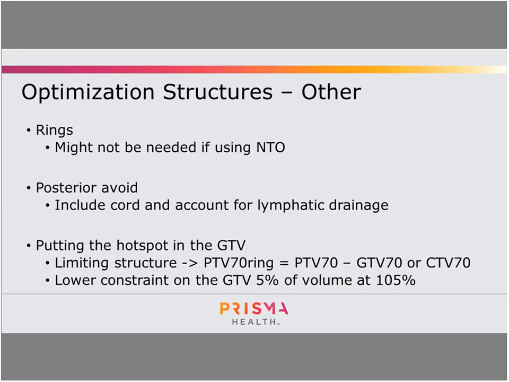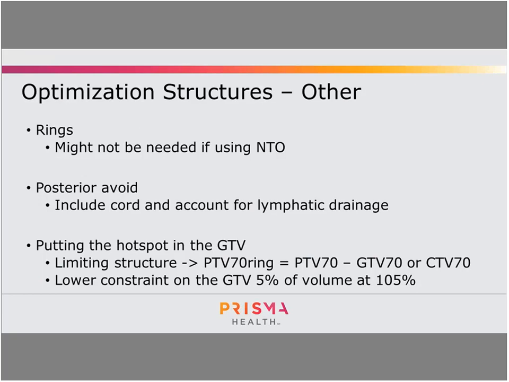Other optimization structures, this is just kind of a quick aside. Rings, you might not need them if you're using NTO, but you also might. Head and necks are very different, and so sometimes you need things like that, sometimes you don't. I've been using manual NTO more, and I found I don't need rings as much as I do if I'm using automatic. I'm not sure if that applies the same for everyone, but that's just what I do.